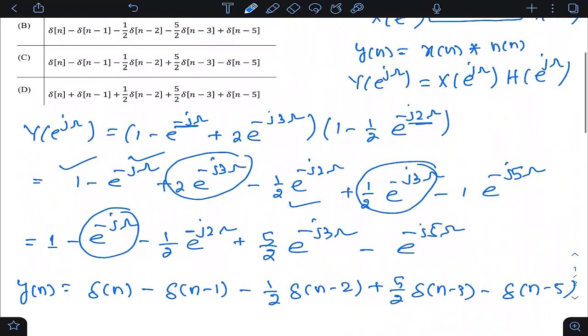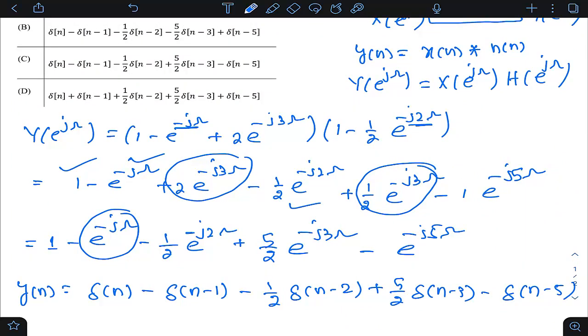Okay. So if you check it, delta n minus delta n minus 1. So this is plus, this cannot be the answer. Then delta n minus half, so this is fine, this is fine. Minus half delta n minus 2, this is fine. Plus 5 by 2 delta n minus 3 minus this, yeah. So C is the right answer.